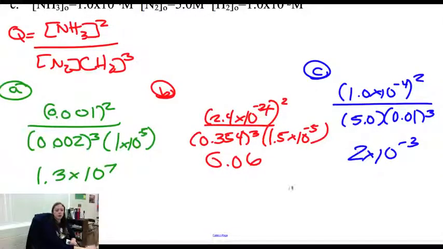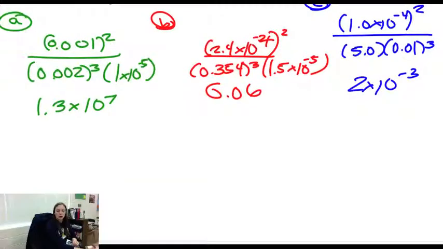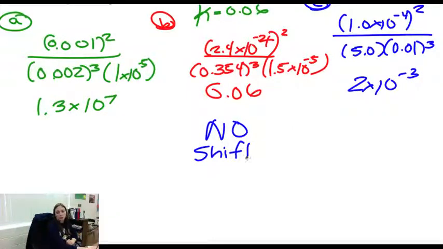Okay, so I end up with these three values here. The first one has 1.3 times 10 to the 7th, then we have 0.06, and then we have 2 times 10 to the negative 3rd. Now, my Q, or I'm sorry, my K originally is 0.06, they tell me in the problem. So B is the easiest one here. This one is not going to shift anywhere because it's already at equilibrium.